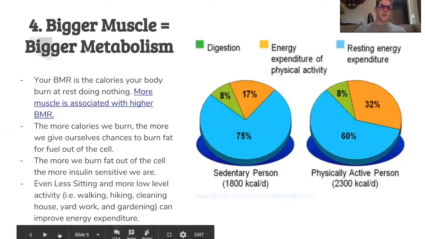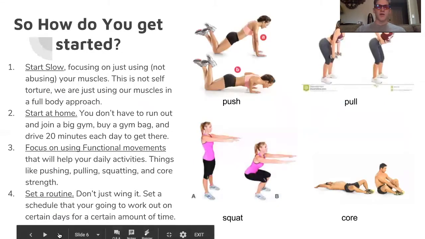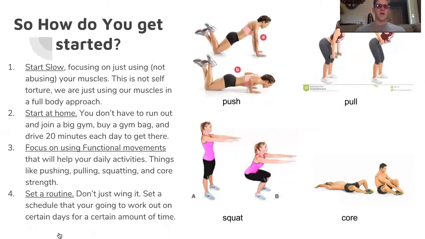So how do you get started? Start slow, focusing on just using, not abusing your muscles yet. So we're just activating muscle tissue first. This is not self-torture. We're not going out and mutilating ourselves with crazy workouts. When you start this program, what you're doing is just activating muscle and building that mind-to-muscle connection.